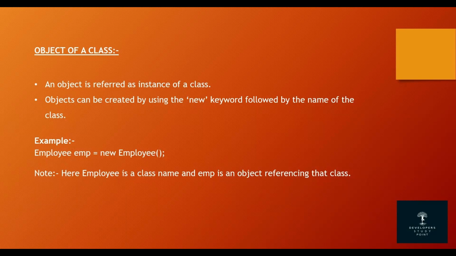An object can be created with the help of the new keyword followed by the name of the class. Here's an example I have provided. Suppose Employee is our class name. Then I'm creating the object of Employee, which is referencing the Employee class, with the help of the new keyword. So here is an example of how we can create the object of a class. Employee, like I told you, is a class name, and emp is an object which is referencing that class.